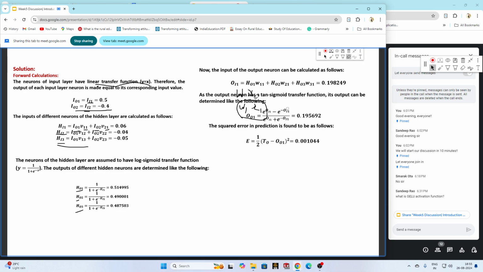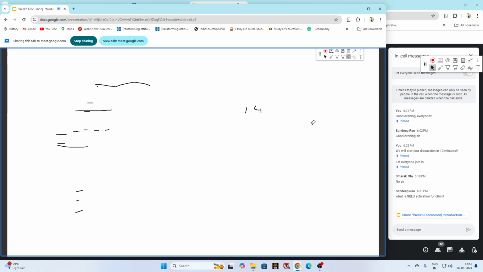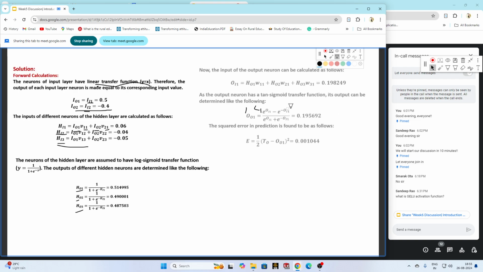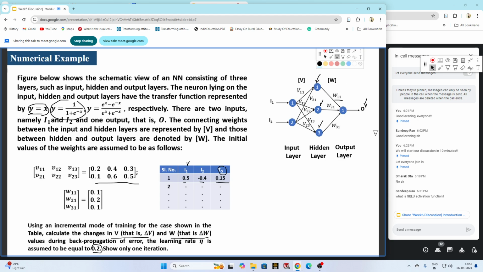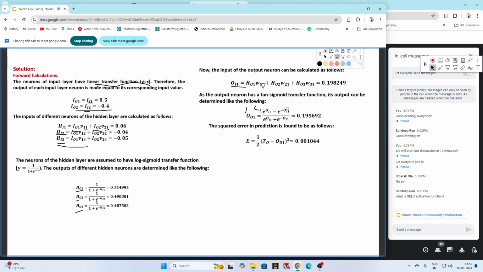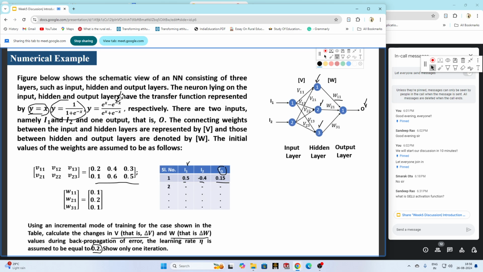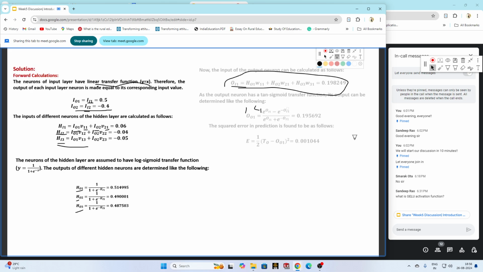Now we will calculate our output neuron. The output neuron also has two sides, the input side of the output neuron and the output side of the output neuron. First we will calculate the input side of the output neuron. That will be equal to HO1 into W11, because we are connected with only one weight. So HO1 into W11, HO2 into W21, HO3 into W31. By that your OI1 will be calculated, and O1 will be calculated by applying this transfer function. So this is your O1.